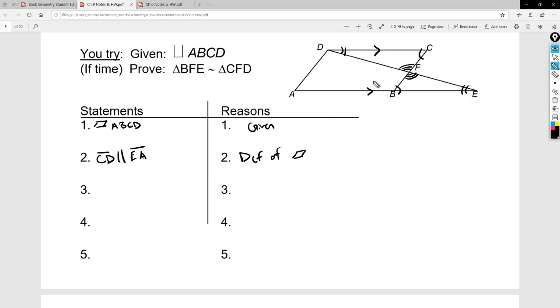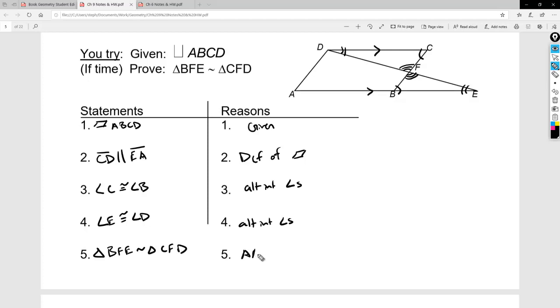Okay, so third, let's use alternate interior angles. So I can say that angle C is congruent to angle B. I can say that angle E is congruent to angle D. Both of these by alternate interior angles. And so because I only need two, I can go ahead and skip to my conclusion. So BFE is similar to triangle CFD by AA.